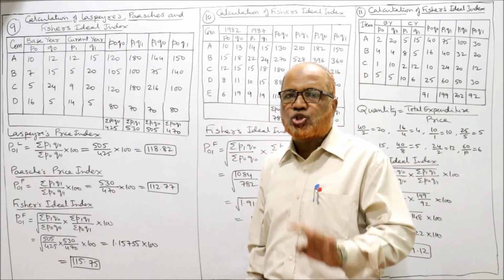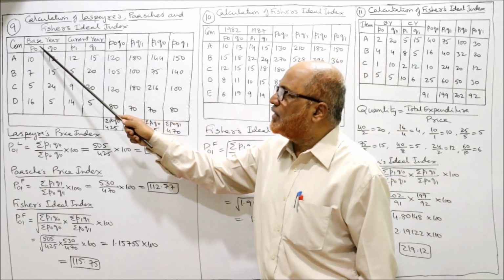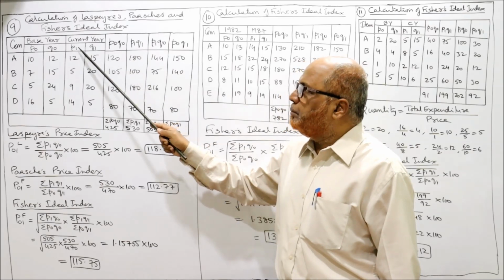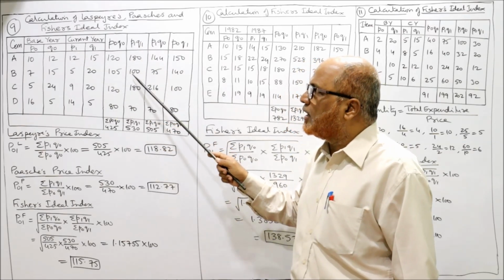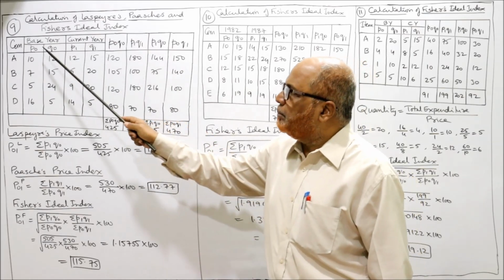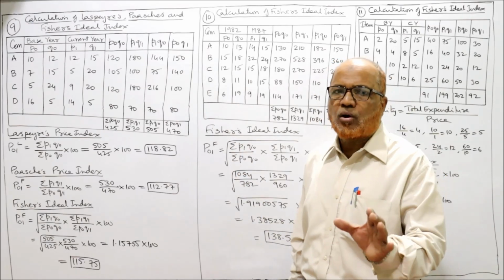Now we need 4 extra columns. The new columns we are making are P0Q0. First we multiply P0 into Q0, that is one column. Then P1Q1, that is the second column. Then P1Q0, this is the third column. Then P0Q1, the last column. So these are the columns we require.